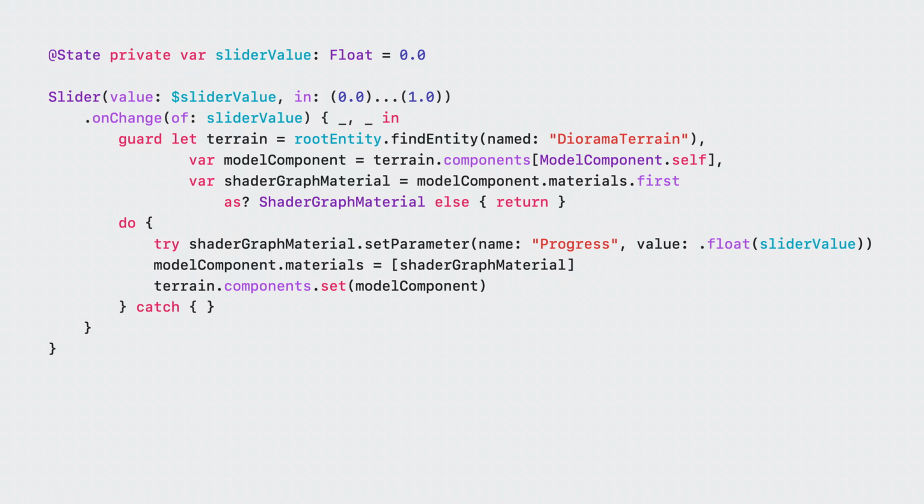Now we'll hook that up to our SwiftUI slider. Whenever the slider's value changes, we'll grab that value, which is in the range 0 to 1, and feed it into our shader graph material. Next, let's crossfade between the ambient audio tracks for our two terrains.